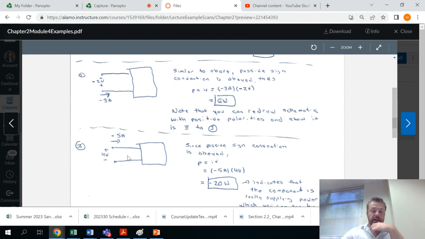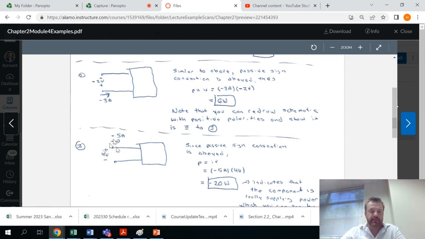In this last example, the passive sign convention is actually followed. You have that negative 5 amp current going into the positive terminal. So I can just multiply the two numbers together. 4 times 5 is minus 20. That is in watts. And what is the minus sign telling me there? Well, all of these two quantities were positive. And since we followed the passive sign convention, that means these top two components were actually absorbing power. However, if you notice here, we have a negative when we followed the passive sign convention. That means that this component is actually producing power.